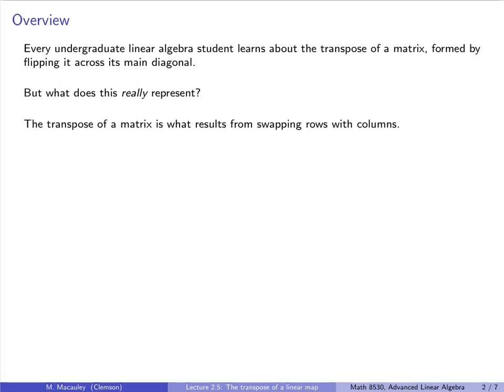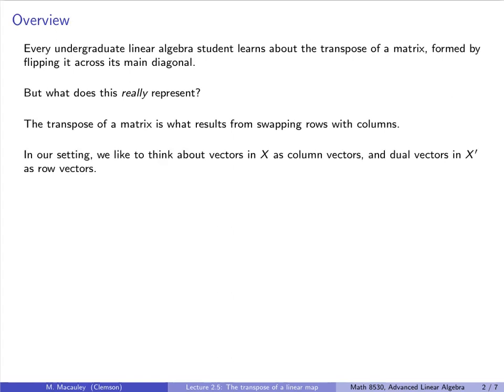The transpose of a matrix is what results from swapping rows with columns. In our setting, in this class, we like to think about vectors in our space X as column vectors and dual vectors in the dual space as row vectors. So what does that mean about swapping rows with columns? Think about that. Indeed, the transpose is a more general concept than just an operation on matrices.